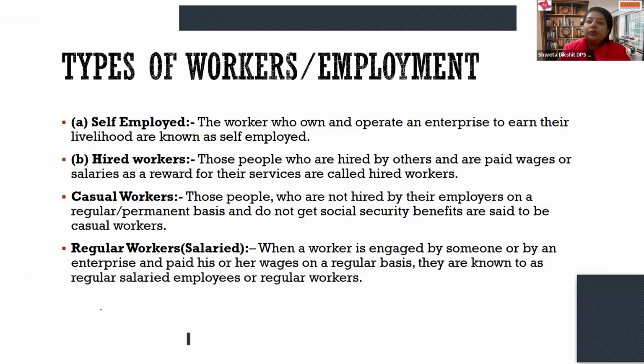I've already told you who are the workers. Now, there are types of workers. The first is self-employed, of course, who works for himself, like farmers, tailors, a teacher who is teaching the students without being employed under somebody. You can also talk about the self-employed, like a person who is owning a small business, a trader, an entrepreneur.